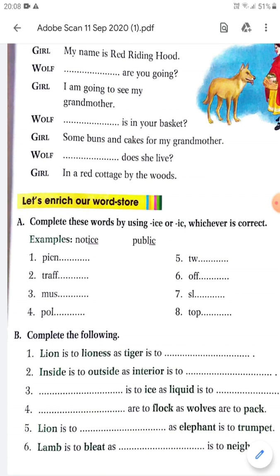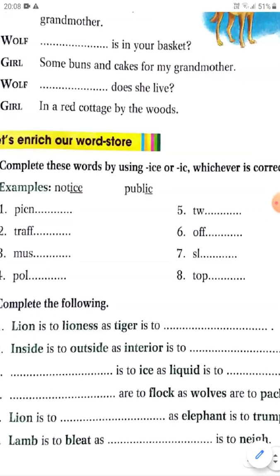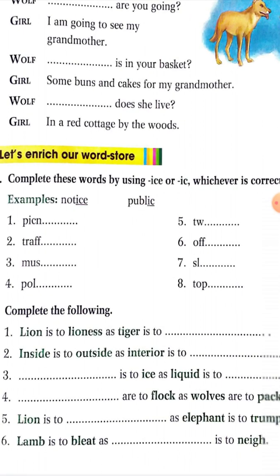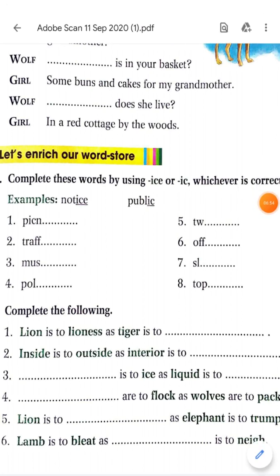I've sent you the answers in the answer sheet, but you also try doing it with me. Okay, here. According to the half word given here, you have to use ICE or IC. Only ICE or IC. Pick, nick, NIC. Traff, IC. Okay, let me do.